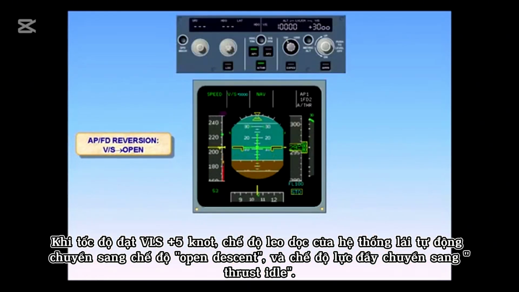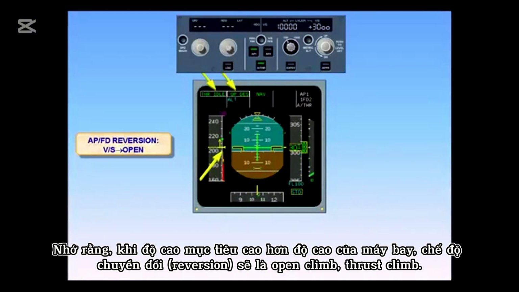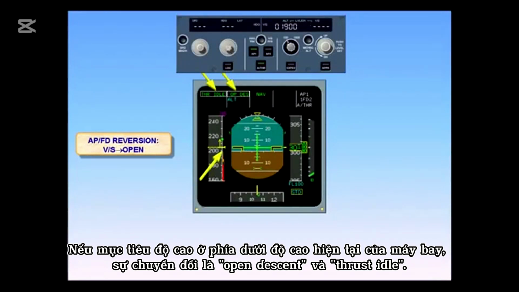When the speed reaches VLS plus 5 knots, the autopilot vertical mode reverts to open descent and the autothrust mode to thrust idle. Remember, with the target altitude above aircraft altitude, the reversion is to open climb, thrust climb. With the target altitude below aircraft altitude, the reversion is to open descent, thrust idle.